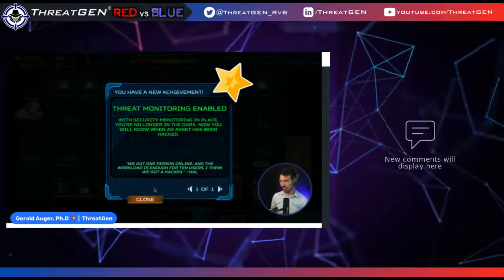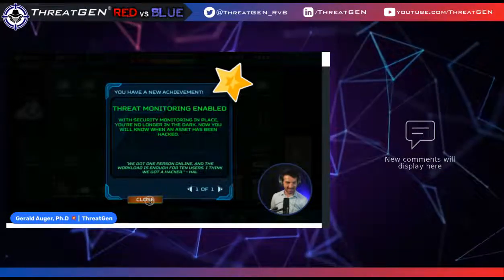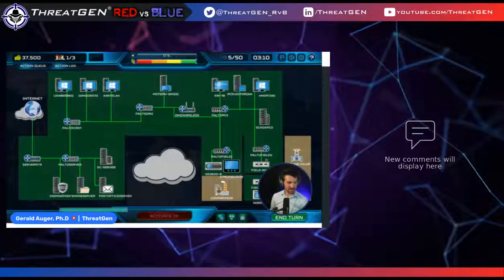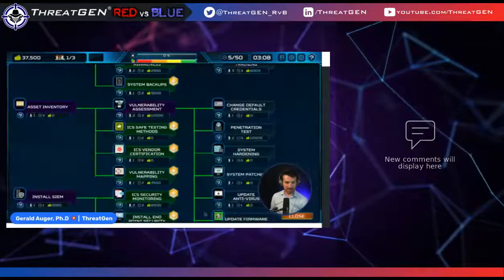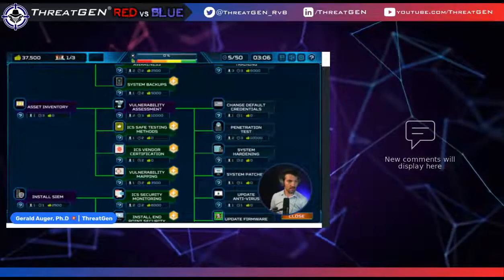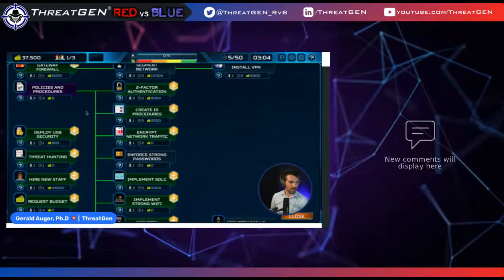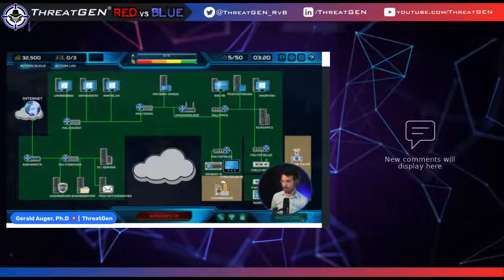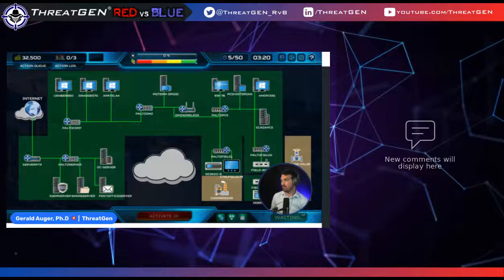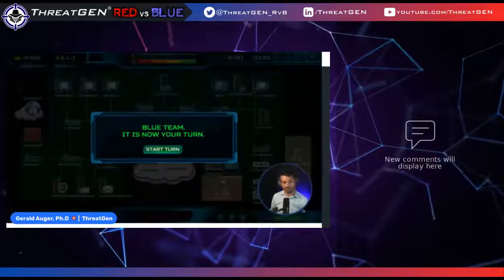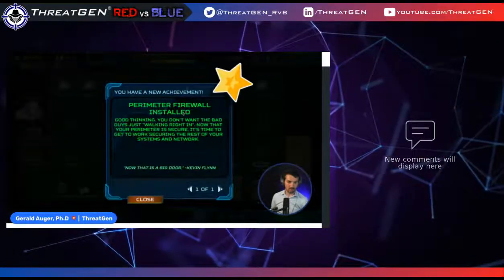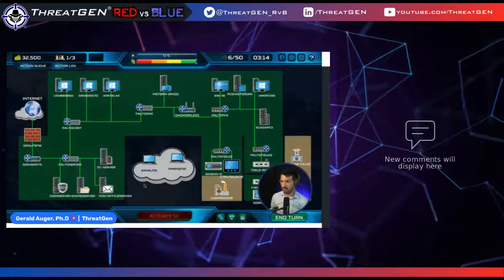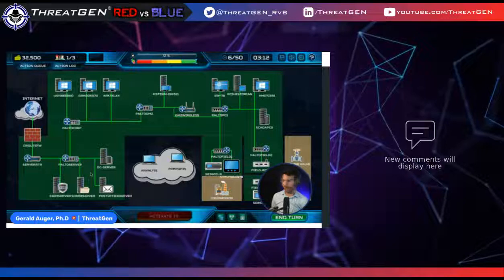Oh, this is so refreshing. Threat monitoring enabled. Cool. Security architecture actions. Okay, governance actions, action tree. Deploy USB. No. Gateway firewall. Yeah. Perimeter firewall installed. We win. Sweet. Get that sweet firewall action.